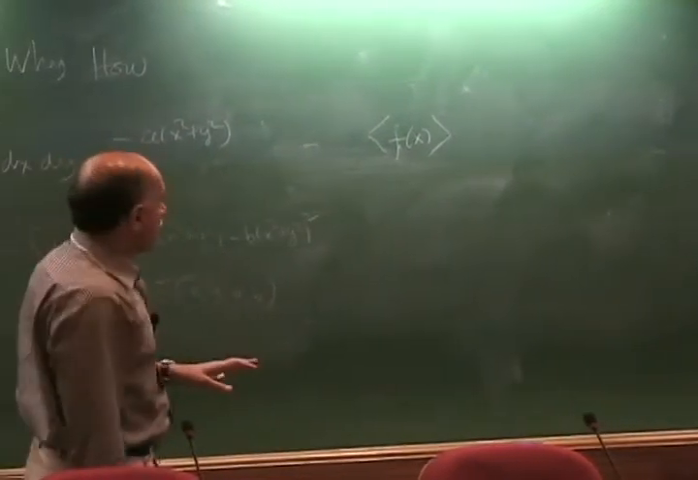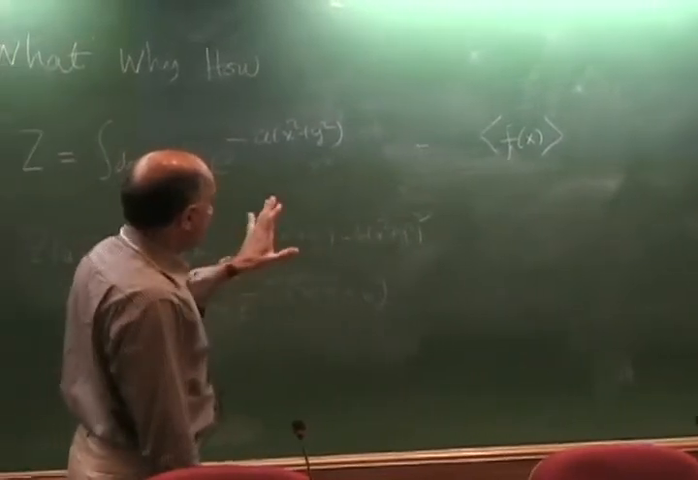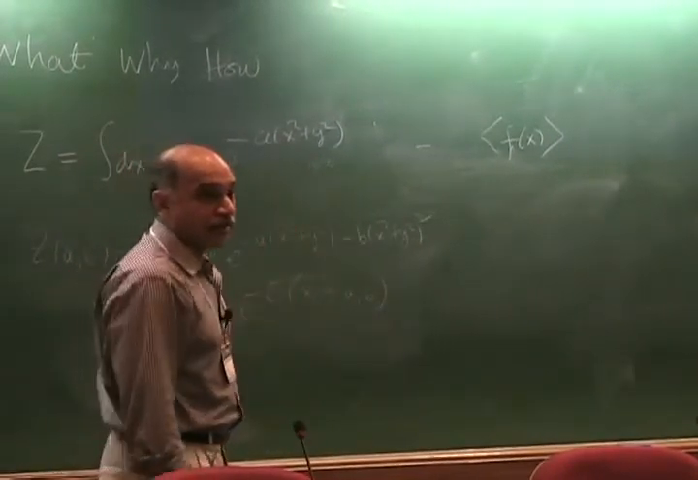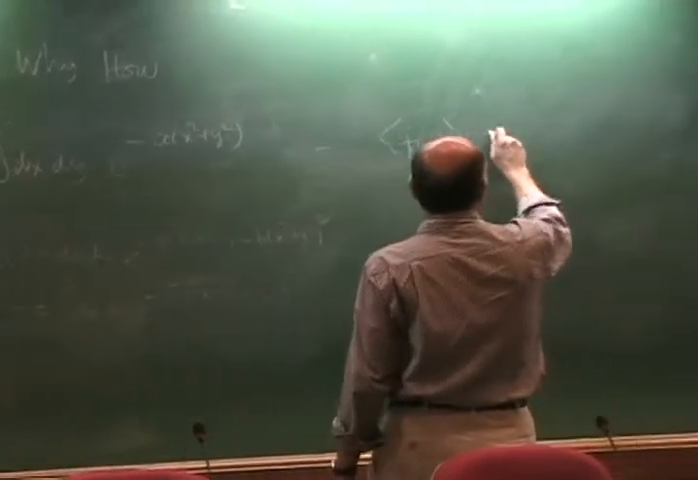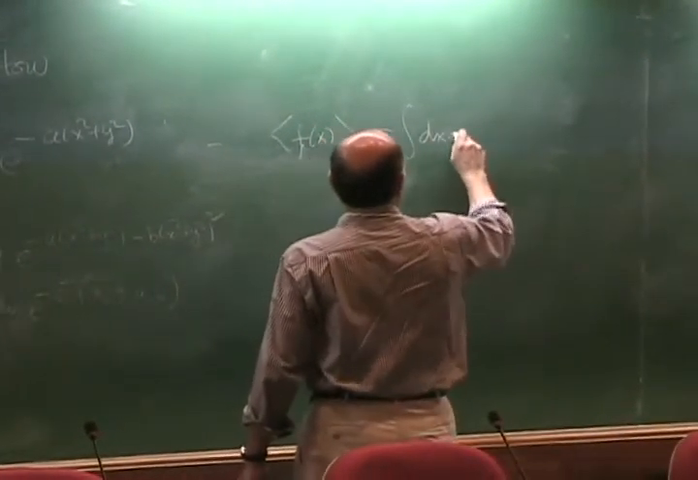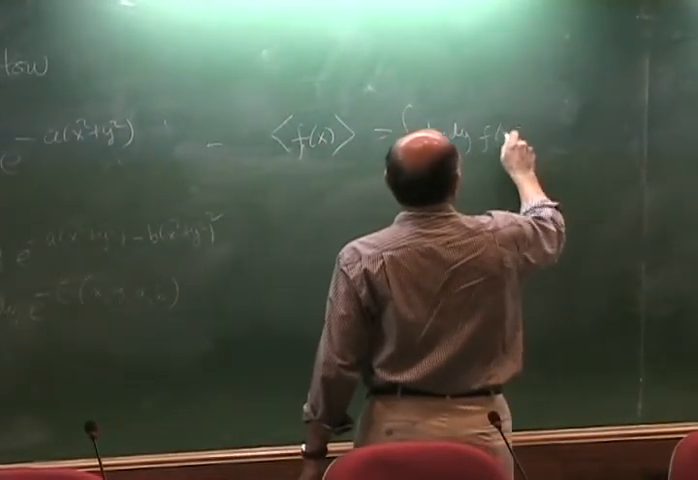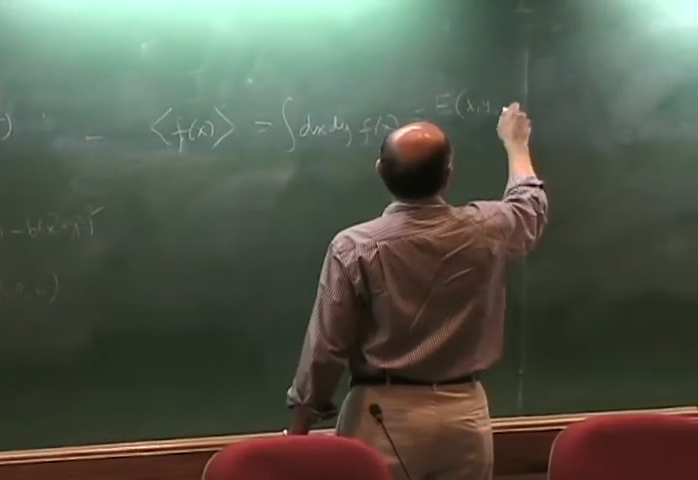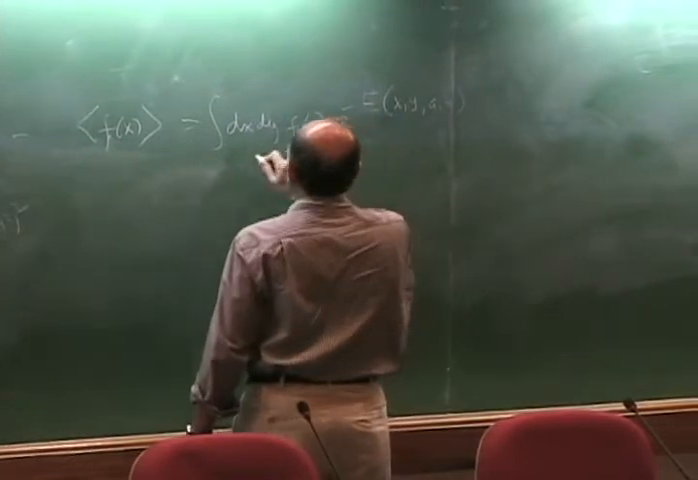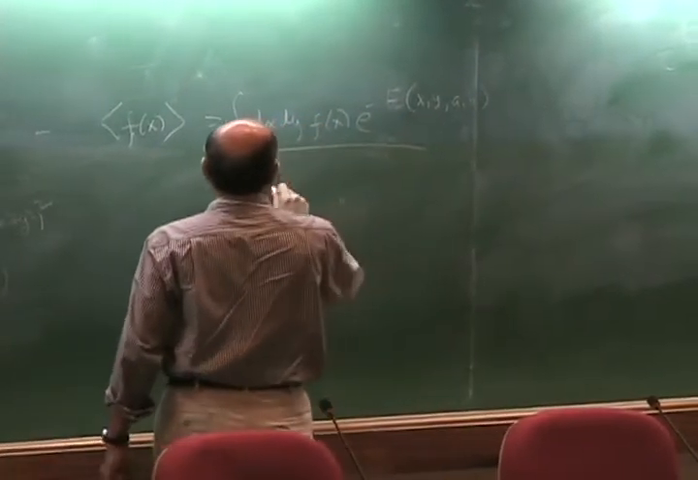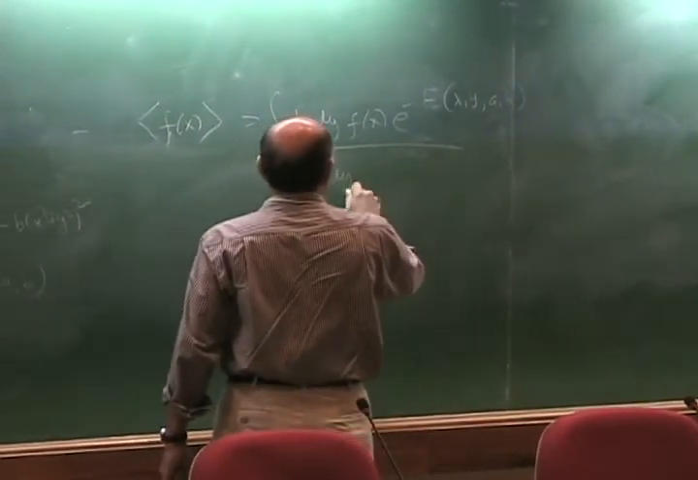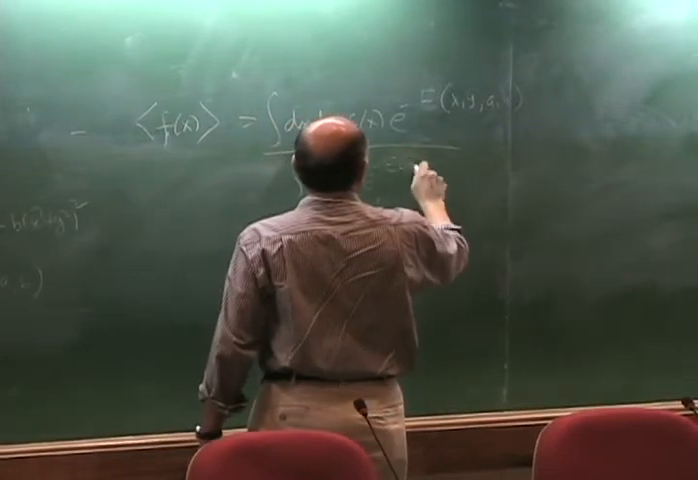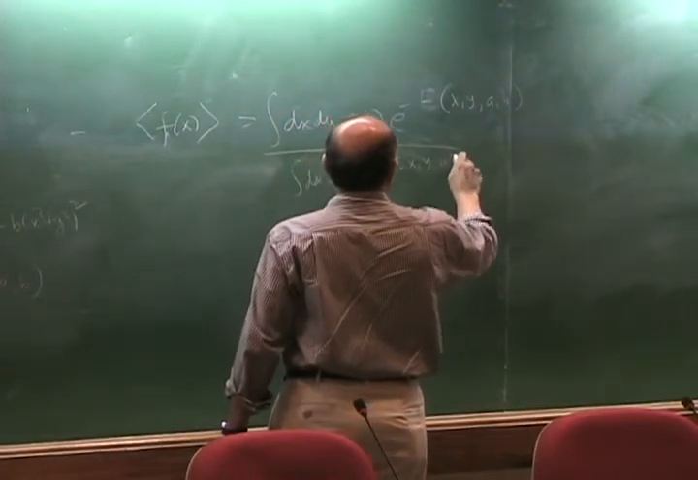X and y are both in the problem, but you are obsessed with x. You want averages of all kinds of functions of x. Let's see what you have to do. You have to do dx dy f of x e to the minus E of x and y and a and b, divided by dx dy e to the minus E of x and y, a and b.